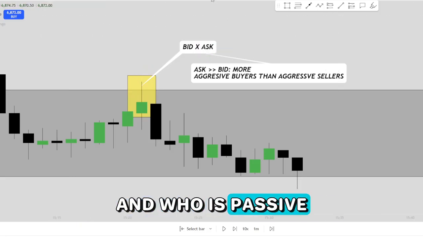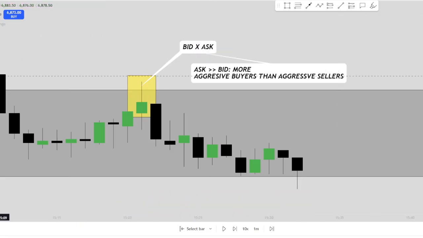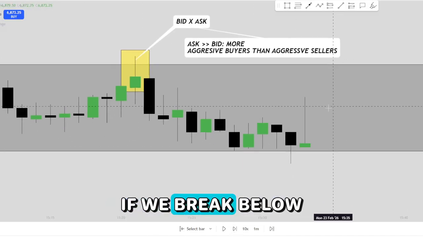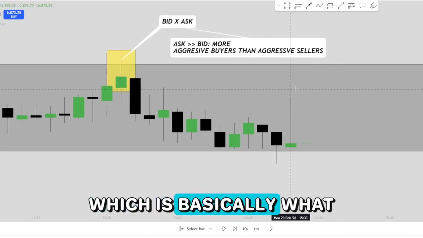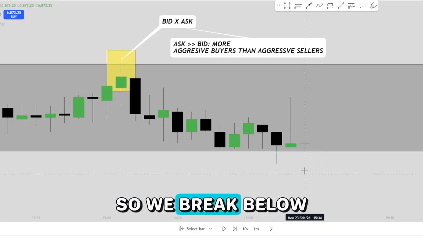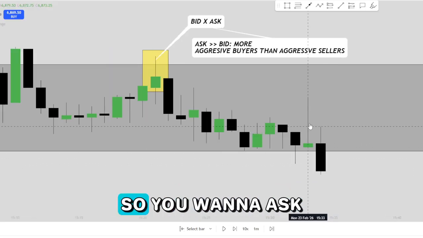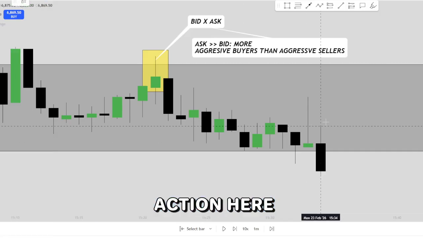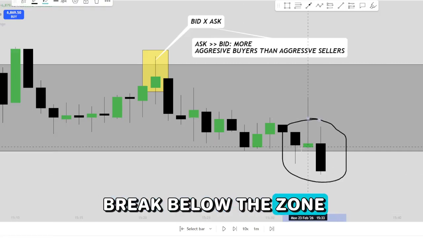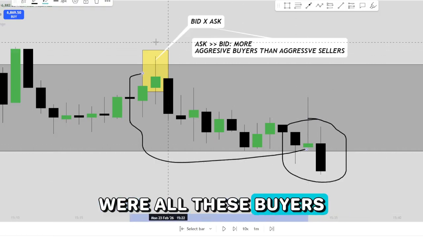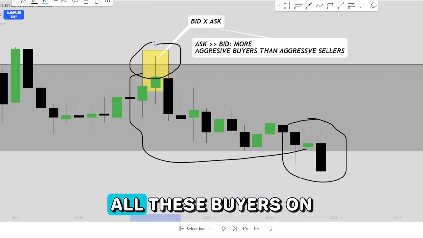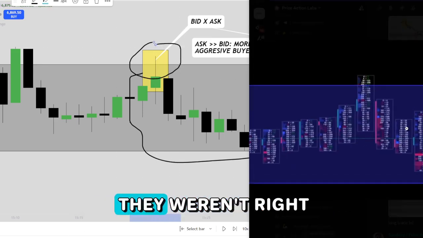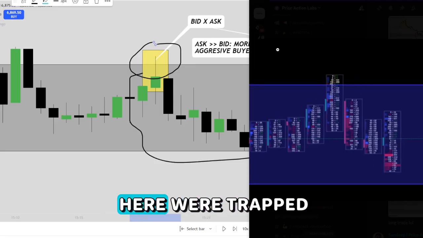And who is passive is telling us whether we want to be going long or short. So think about it this way. If we break below the zone, which is basically what we had over here, so we break below the zone here, you want to ask yourself, if we see this sort of price action, were all these buyers over here successful? All these buyers on the footprint charts, were they successful? Well, the answer is no, they weren't. All these buy orders here were trapped.